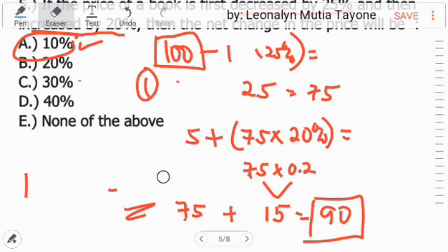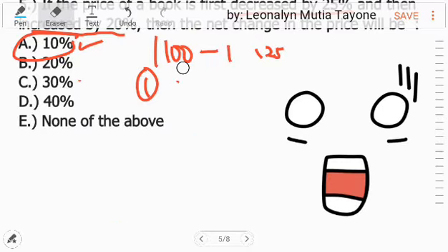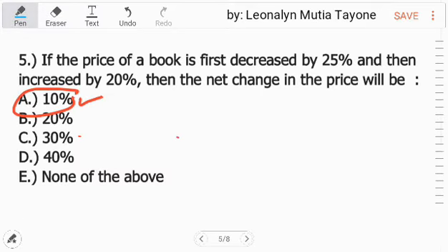Mag-recap tayo pero gagamit tayo ng ibang numbers. Isa lang naman ang number ang gagamitin natin. So, doon tayo sa 200.